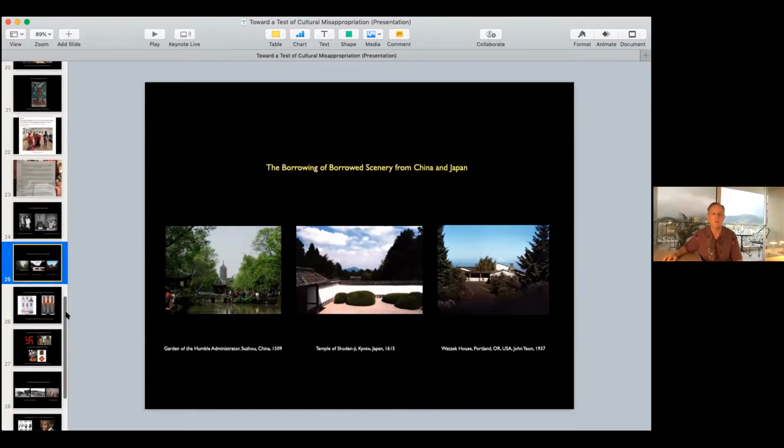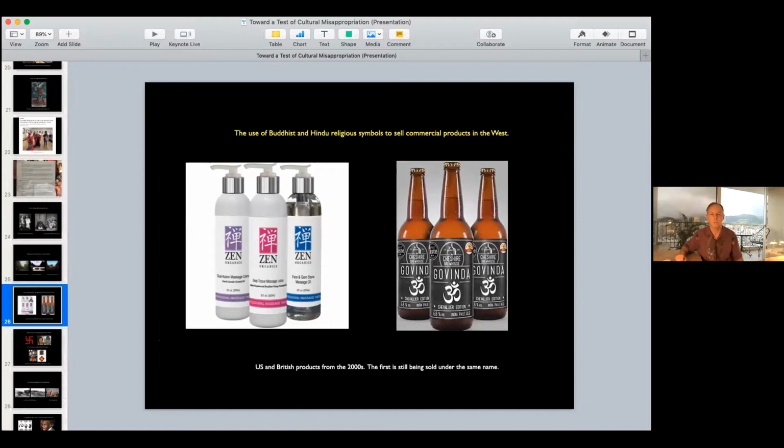More egregious examples: toiletries and beer based on Far Eastern religious symbols. It's clearly culturally significant, these symbols, and clearly recognizable. And they did have complaints. Indian residents of England complained, and this beer was removed. It was taken off the market. I don't know that any Zen monks have ever complained. Maybe it's just a Zen thing that you don't complain about. I think you just let it go.